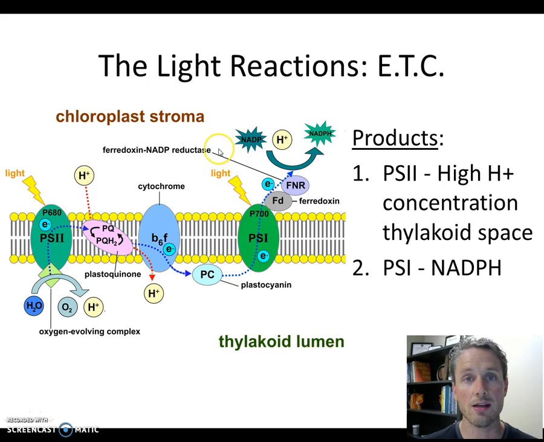So we've just gone through the entire electron transport chain, starting at photosystem 2, ending with the electrons in NADPH, and we've made two products. First, photosystem 2 over here has made a higher concentration of H+ ions in the thylakoid lumen. We'll talk about how we can use that in just a second. Photosystem 1 has created NADPH right up here with its excited electrons, high energy electrons that we can use later on in another step of photosynthesis.